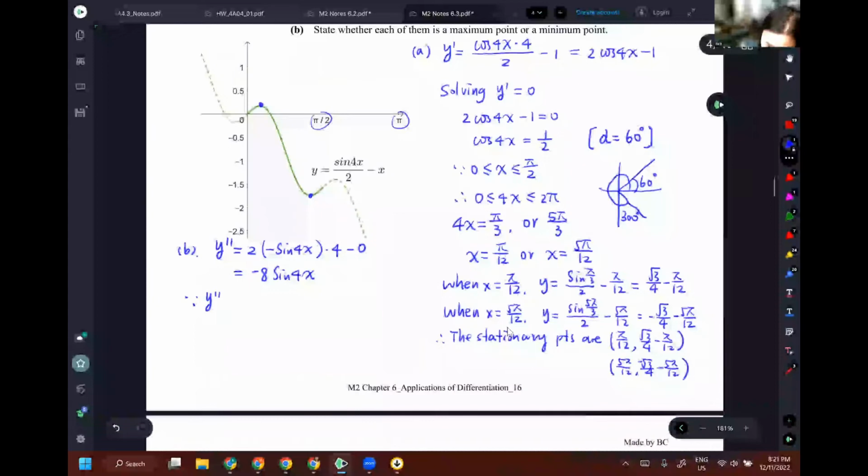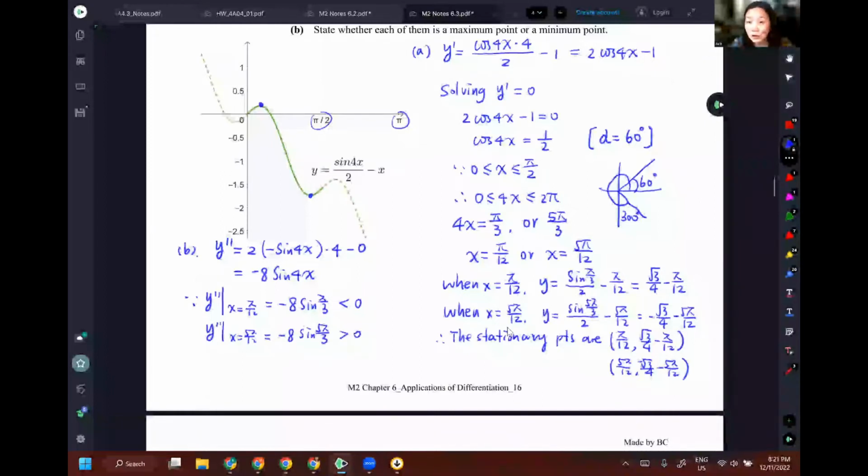Because y double prime at x equals pi over 12 equals negative 8 times sine pi over 3, it's negative. And at x equals 5 pi over 12, it's negative sine 5 pi over 3, which is positive. You can use the calculator to find out, but I just know. You should know as well, because this is quadrant 1 and quadrant 4. Anyway, one is negative, the other one is positive.